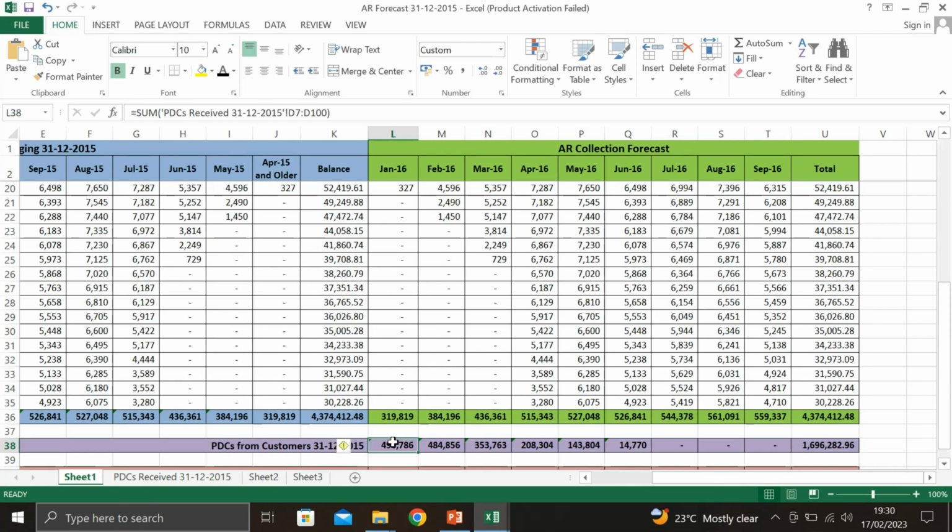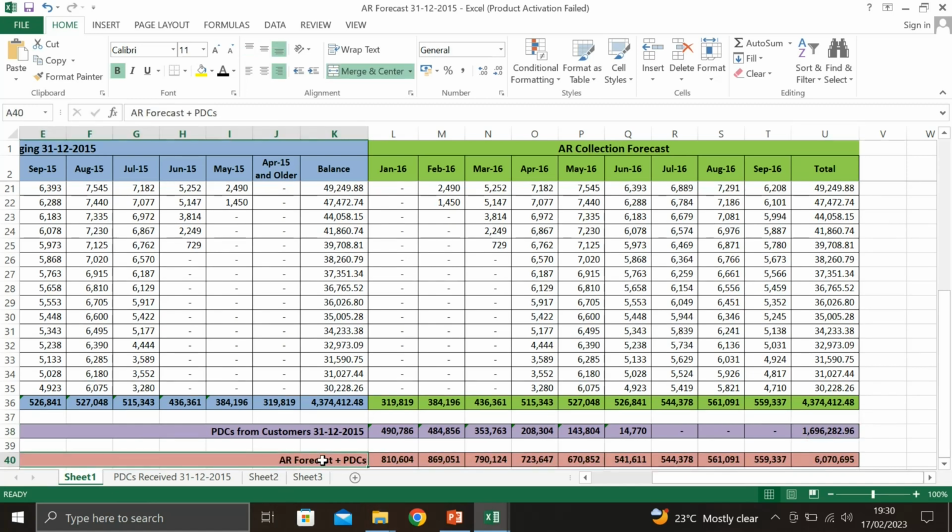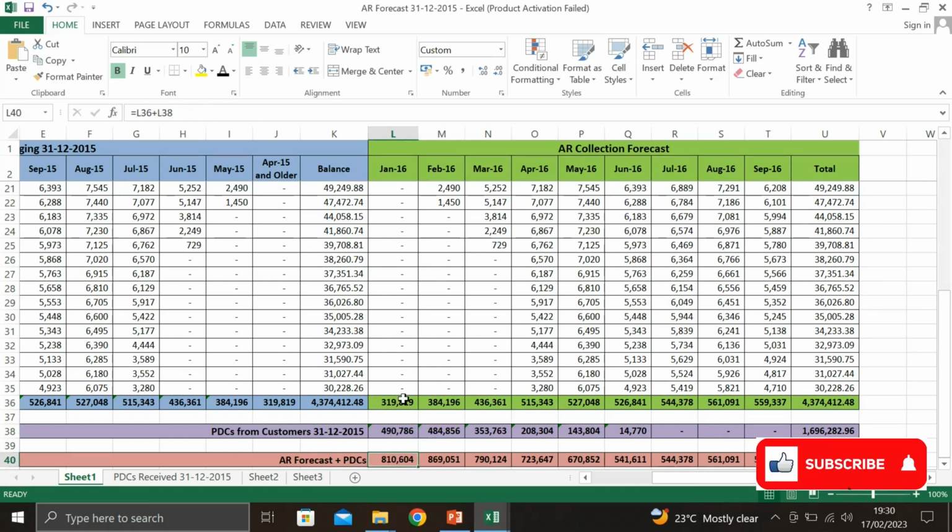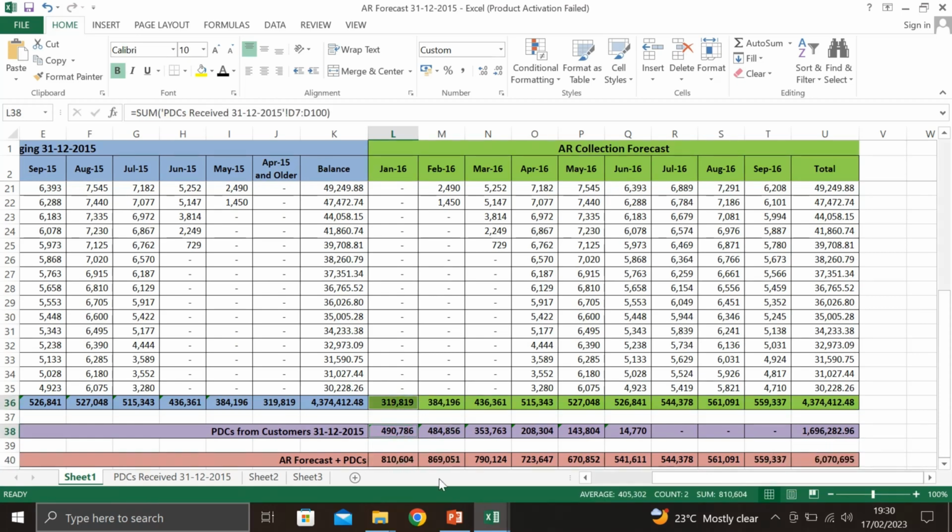So 490,000 we have in checks from our customers, then 484 we have in Feb, and 353,000 in March. So like this, the total PDC as per our trial balance, we will forecast that we have the checks like this from our customers. Then finally the AR forecast, this green one, then this purple one plus the PDC. So AR forecast plus PDC we have this amount plus this amount, 810604. So like this we will total. This is the AR plus PDC forecast.